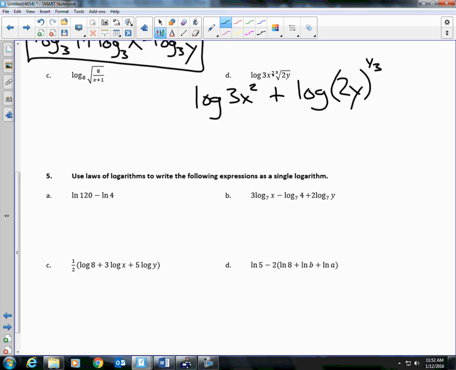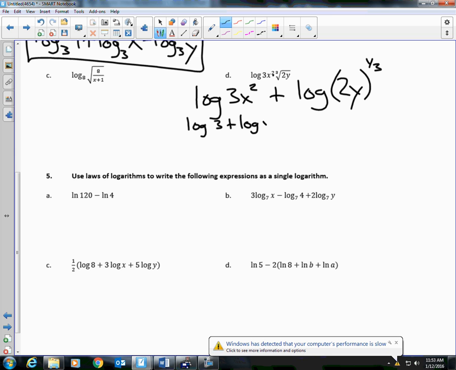Now let's look at this. The 3x squared. What's the last operation do? Multiply or power? Multiply. So therefore we need to undo the multiplication first. If you were to plug in a number for x, the first thing you do is square it, and then you would multiply by 3, right? So that's the first thing we undo. Log of 3 plus the log of x squared plus the log of 2y to the 1/3 power.